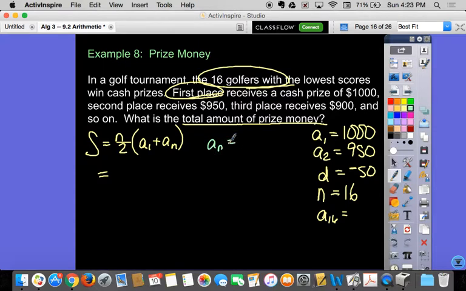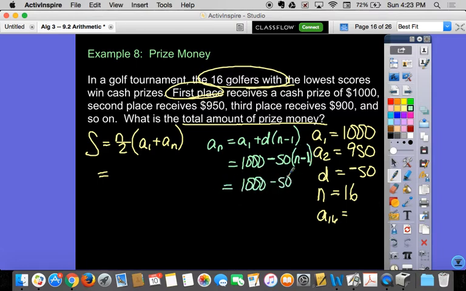So, a sub n equals a sub 1 plus d times n minus 1. Put your a sub 1 in there, 1,000. You know what your d is, and now your d is negative. This is our first one with a negative. Take the plus sign out and just replace it with a minus, okay? And then I've got n minus 1. When you distribute, you're going to have 1,000 minus 50n plus 50. So I'm going to have, let's see here, 1,050 minus 50n.